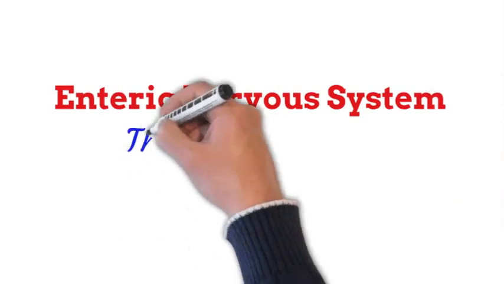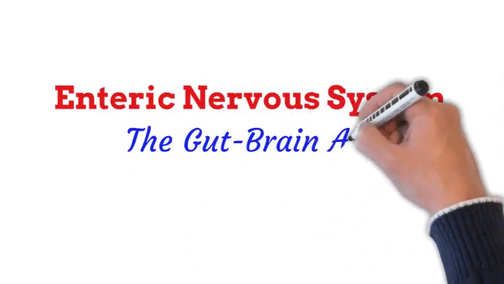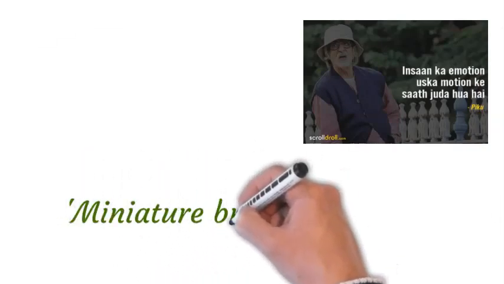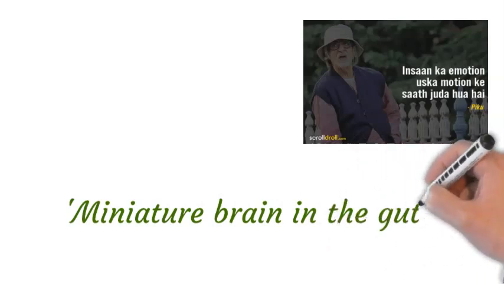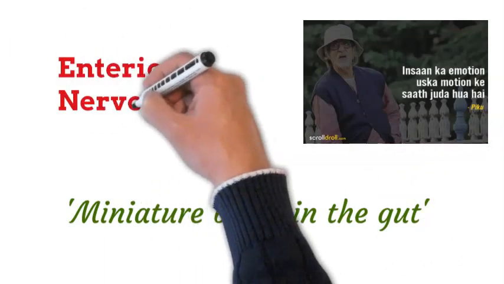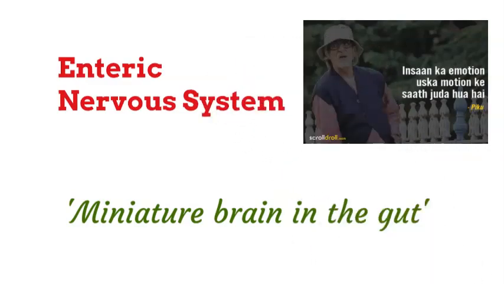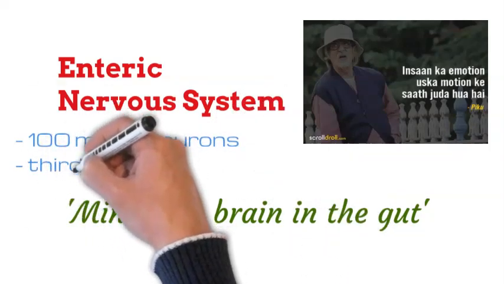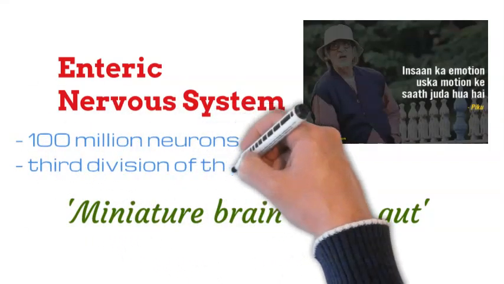This is a video on the enteric nervous system, which forms the basis of the gut-brain axis. Most of us have watched the movie Pink. In this movie, Amitabh Bachchan says that insaan ka emotion uske motion ke saath juda hua hai. This is because there is a miniature brain in the gut. It is called the enteric nervous system. It has 100 million neurons and it is the third division of the autonomic nervous system.